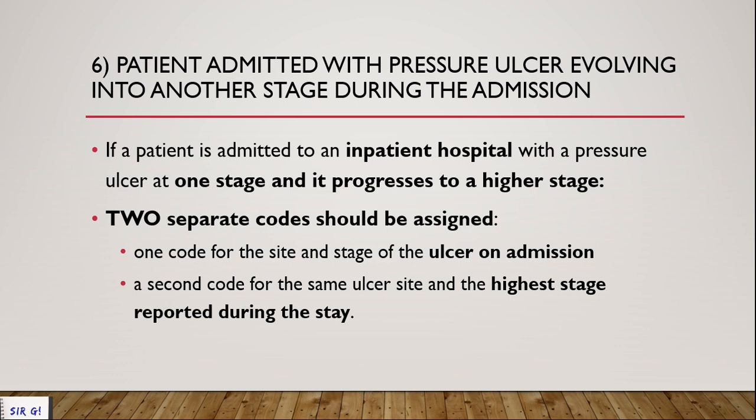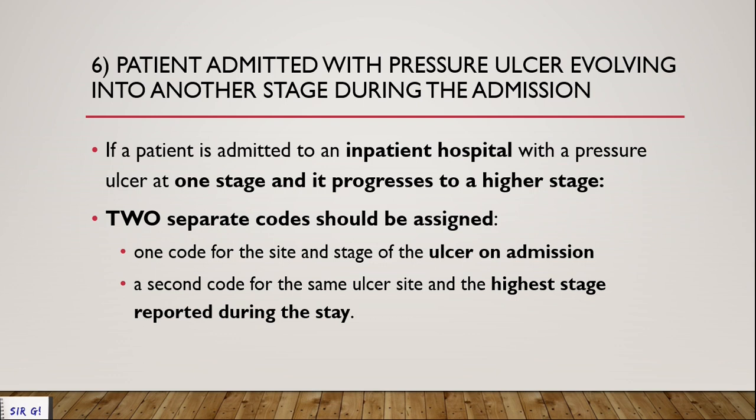Remember my guideline with glaucoma? If it evolves from stage 1 to stage 2, for glaucoma, code the highest stage. But for pressure ulcer, do not code only the highest stage. As per your guideline, two separate codes should be assigned, and the first code should be the code for admission, followed by the highest stage reported during the stay.